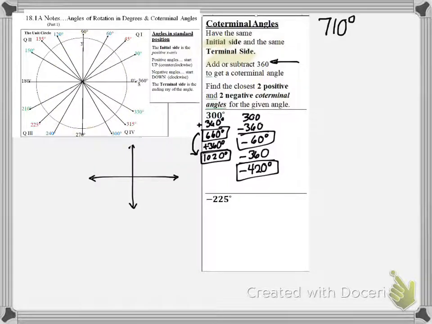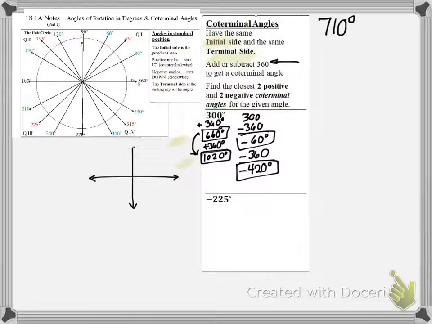think about 300 degrees goes like this. I could get there by going another 360 around and ending up at the same place. That's 660. If I went another 360 around and ended up in the same place, that's 1020.